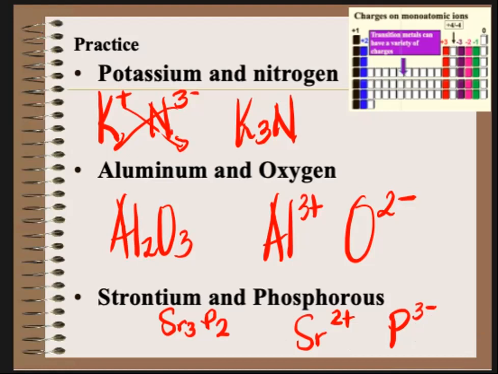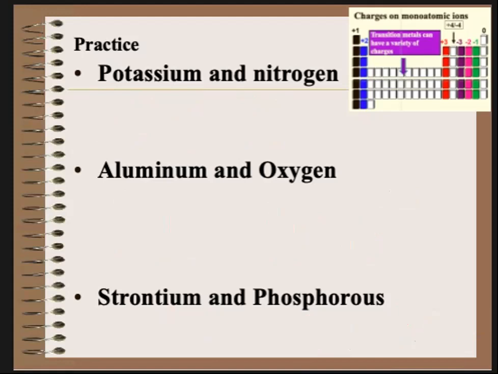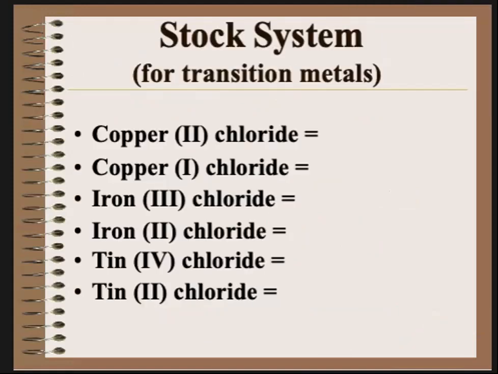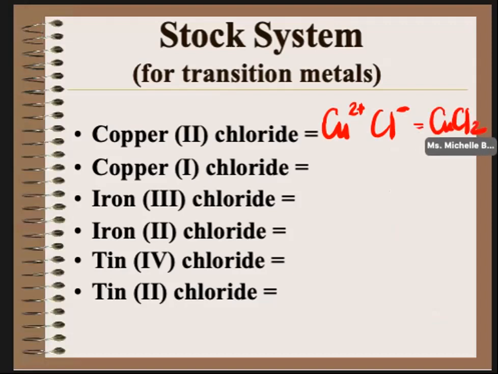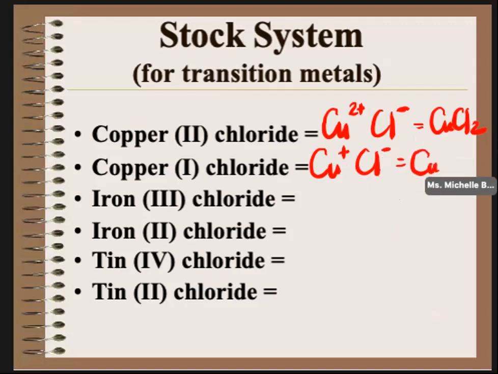Now, what about the stock system? I think this would be even easier because you get to see what is being used. So when we say copper 2 chloride, copper 2, which means positive 2, is used here. So you have Cu positive 2, Cl negative 1. Therefore, the formula is CuCl2. We have Cu positive 1, Cl negative 1. The formula is CuCl. Did you get that? Just do the crisscross there.